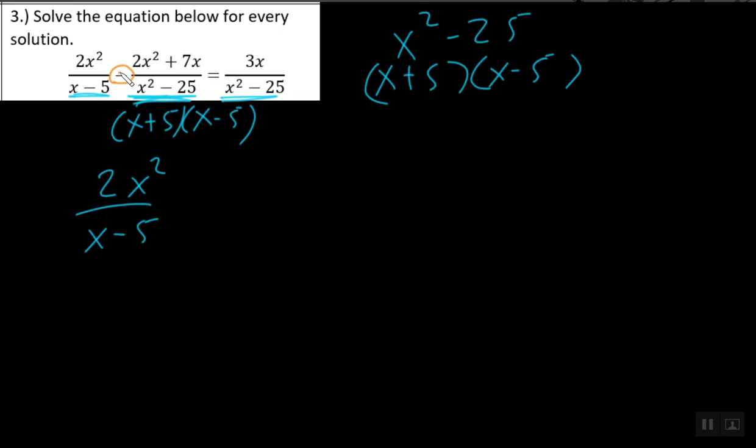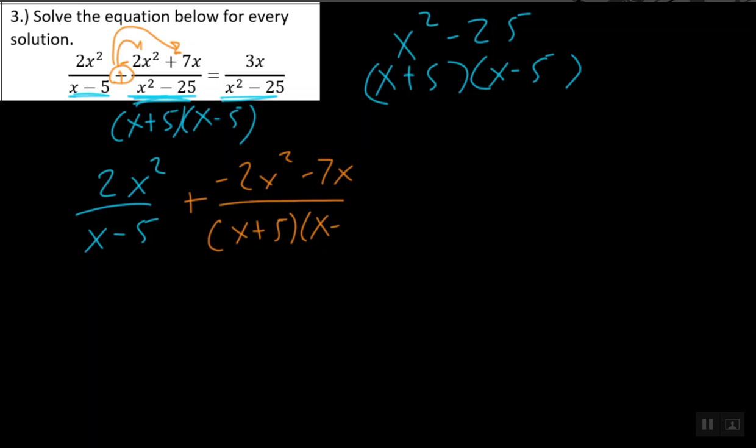Anytime I see a negative, I'm going to switch it to a positive and distribute it to both of these. So here I'm going to put plus, and on the top I have a negative times a positive, which is a negative 2x squared, and a negative times a positive, which is a minus 7x. And of course, this is all going to be over what we factored, that x plus 5 times x minus 5, and it's equal to 3x over x plus 5 and x minus 5.